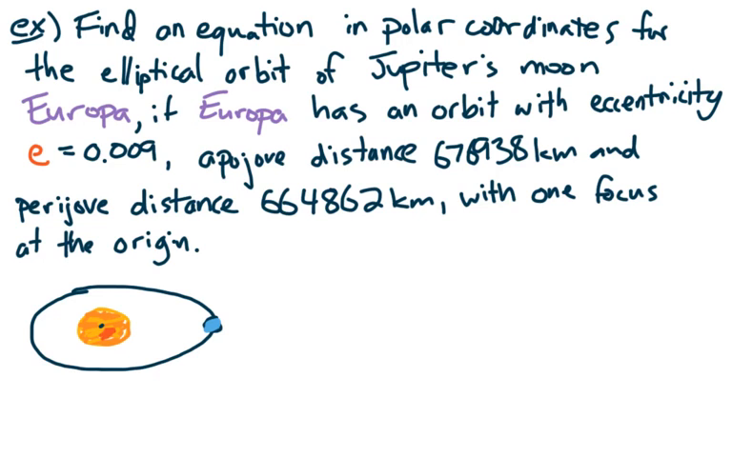Find an equation in polar coordinates for the elliptical orbit of Jupiter's moon, Europa, if Europa has an orbit with an eccentricity of 0.009. If it has an apogee distance given here, and a perigee distance given here, and we're told that the focus is at the origin. And once again I put the wrong focus in the middle. There we go. Okay, Europa.